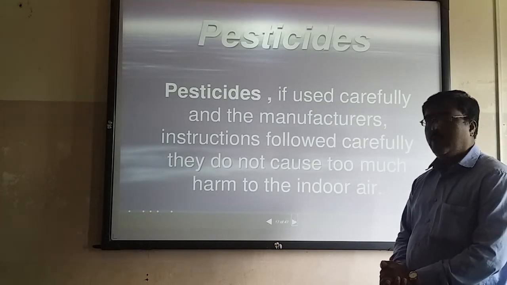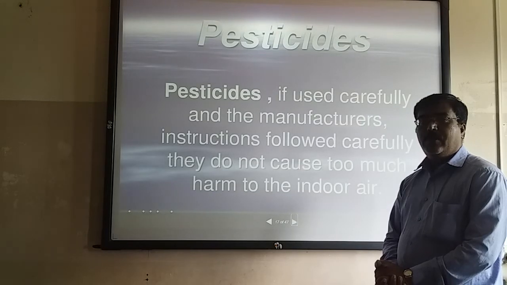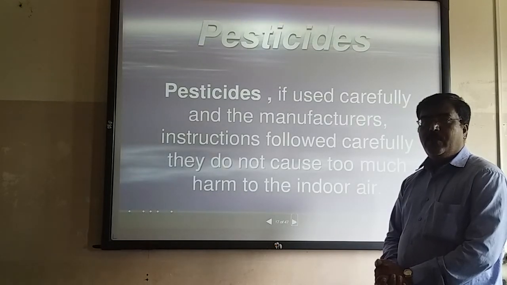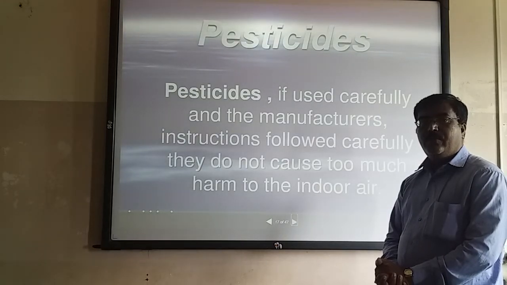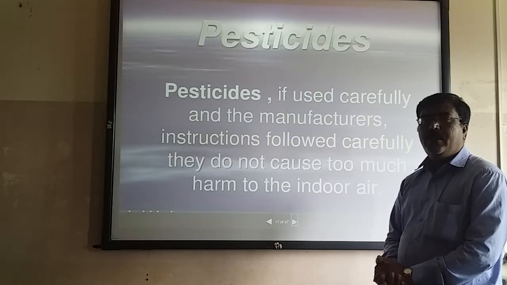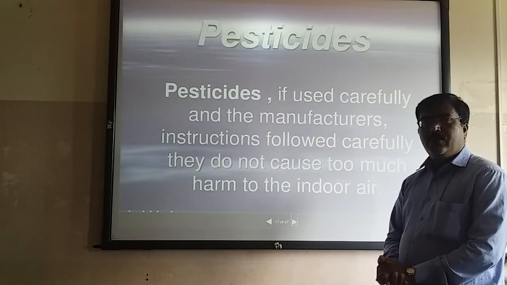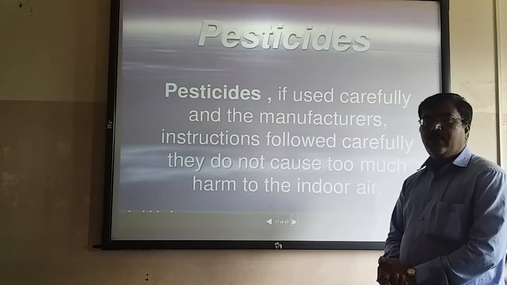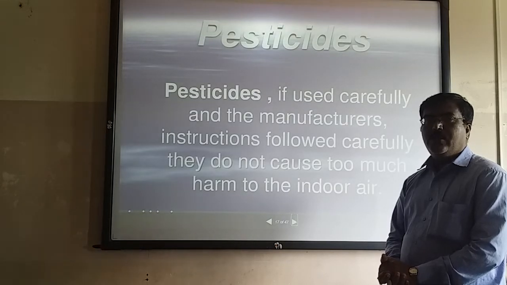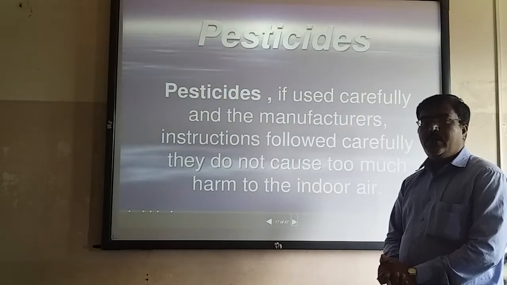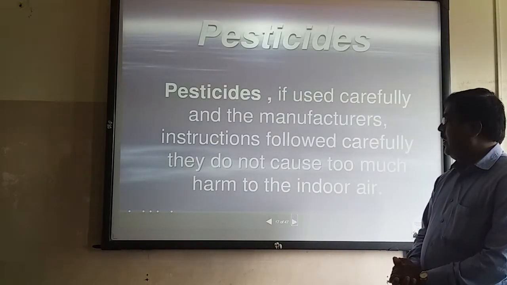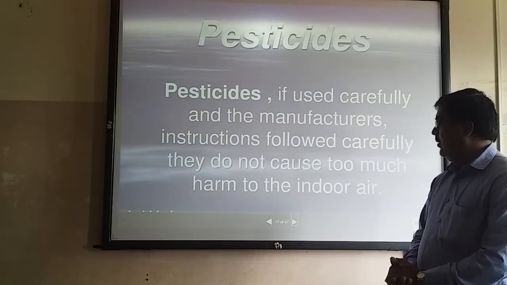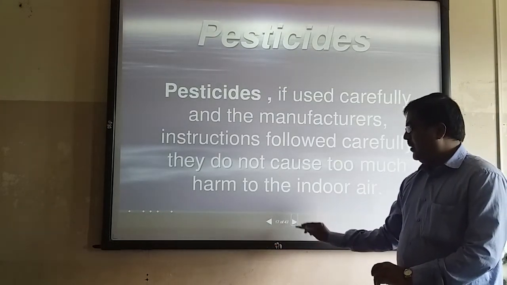Especially nitrogen, phosphorus and potassium are highly used in your field, and they can cause barren land too. If you continue using this type of pesticide, the soil is supposed to become barren, because the micronutrients, macronutrients and the humus content of the soil will be eradicated or disturbed in nature. If you follow the instructions carefully, they do not cause too much harm to indoor air. So this also causes indoor air pollution.